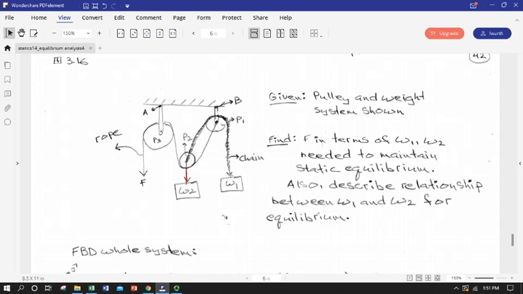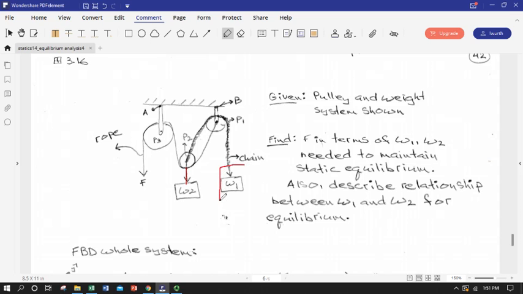Okay. So our chain is connected to weight 1. It goes over our frictionless pulley and is connected to P2. So it has a continuous tension in this chain that has to be equal to weight 1. If I were to do a quick impromptu FBD of weight 1, we'd find that it has a downward force due to its weight, and then it has an upward force due to the chain. It's in static equilibrium, it's just sitting there.